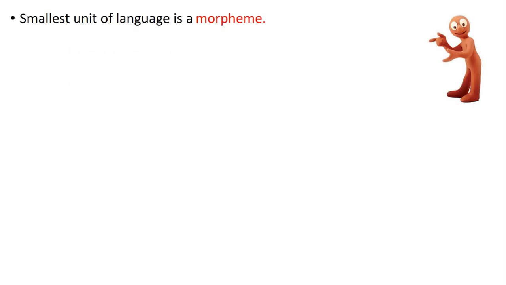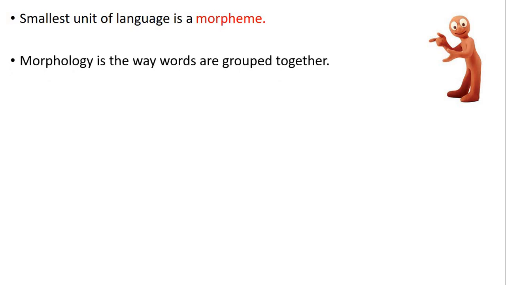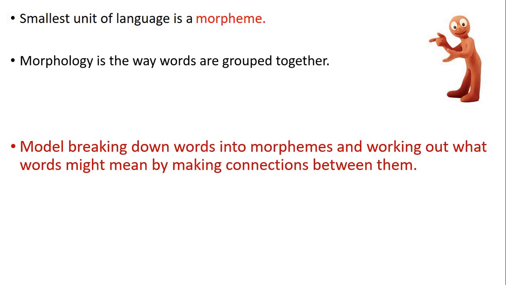So what I wanted to talk about, and I'll try to speed up a bit now, is breaking language down. As I said, taking words, perhaps to give for homework, to put on the whiteboard, and just helping students to break them down. So here we have a little morph. Smallest unit of language is a morpheme, and morphology is the way that words are grouped together. So on the board, or however we want to do it, we can model breaking down words and working out connections between them.